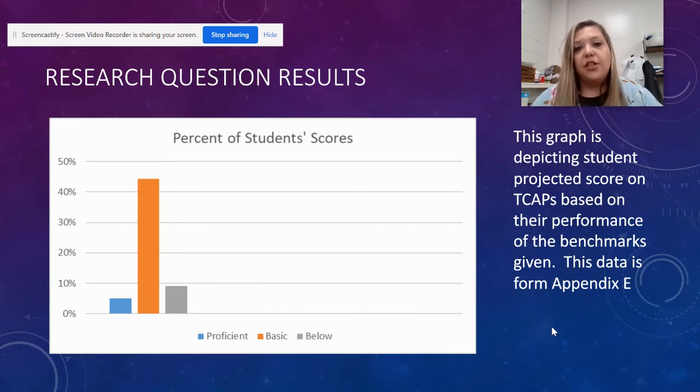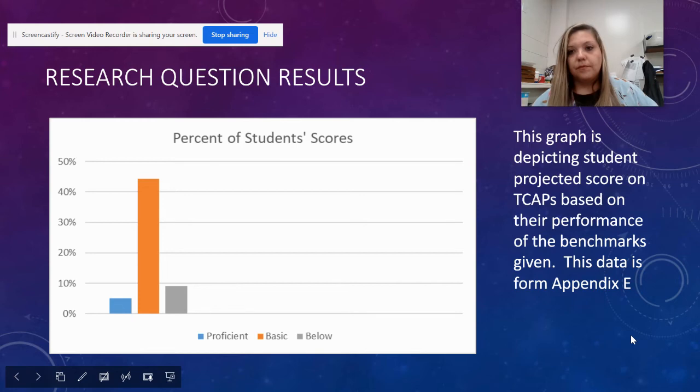This graph is based off of data from Appendix E. Appendix E is a chart that shows TCAP scores, iReady scores, as well as the three benchmark scores that were given. This is projecting the proficiency rate of the students in this classroom based off of all of that information. It was important to include because the third benchmark given by the state was given during the time that small group instruction was implemented.